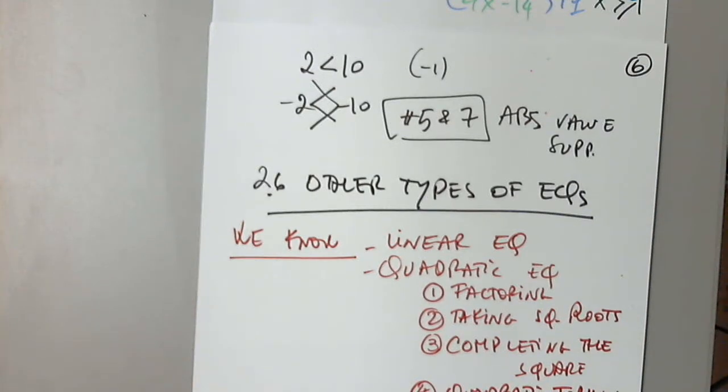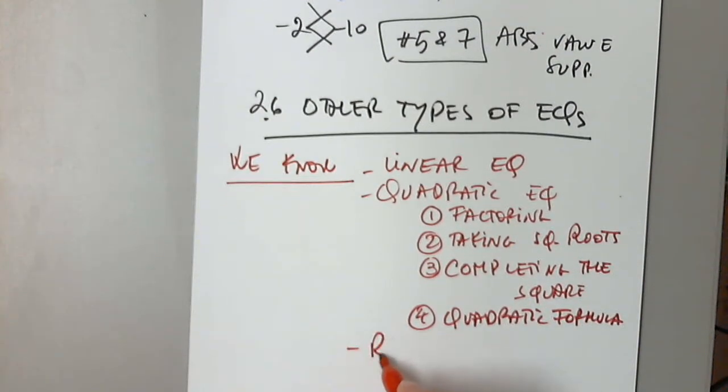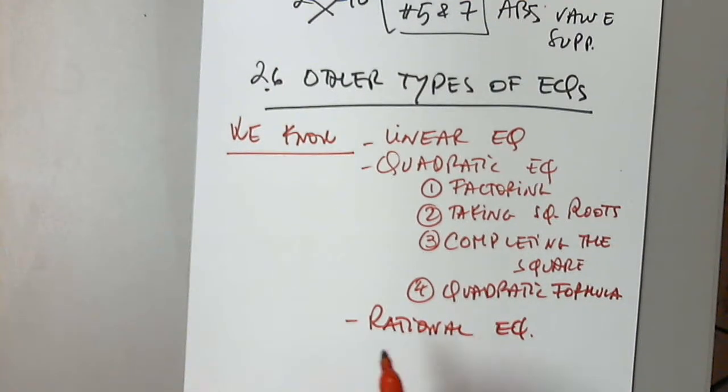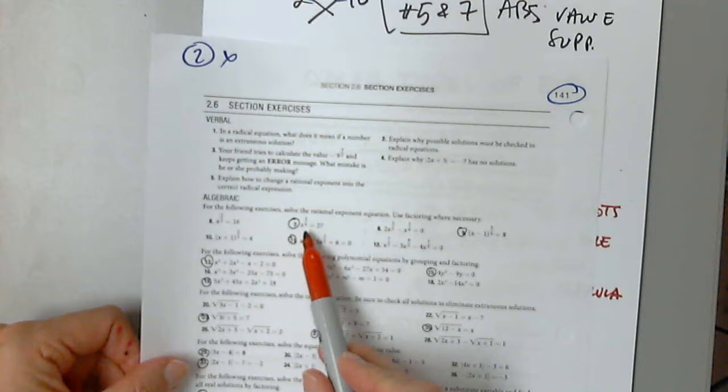Let's take a moment. So linear, we know. Quadratic, we're going to review a little bit. Taking square roots and quadratic formula, a refresher. Next, we know what? What we had on the quiz today. What type of equation was that? Complex. Rational, right? Equation. And now we are going to look at equations with fractional exponents.